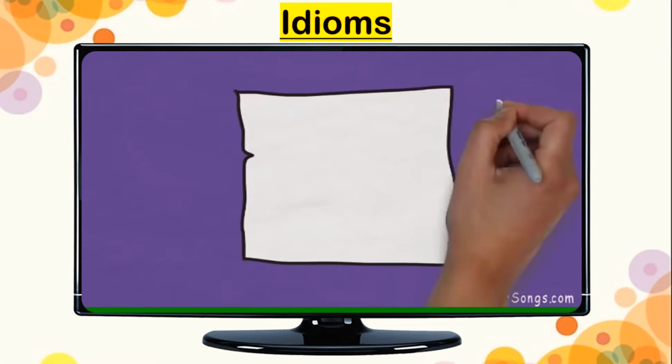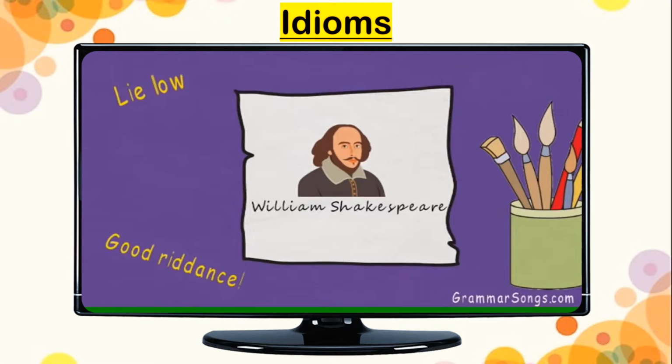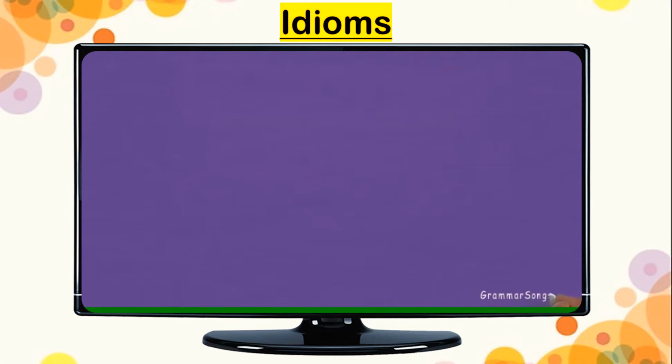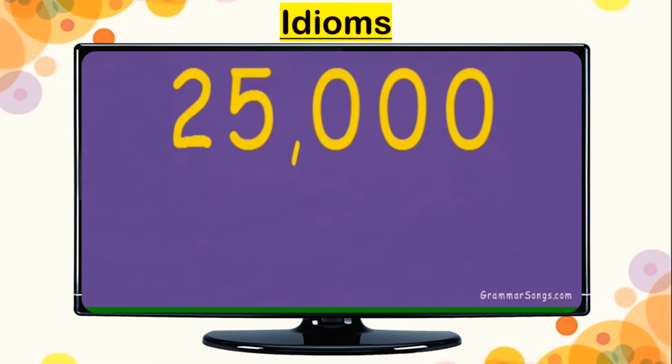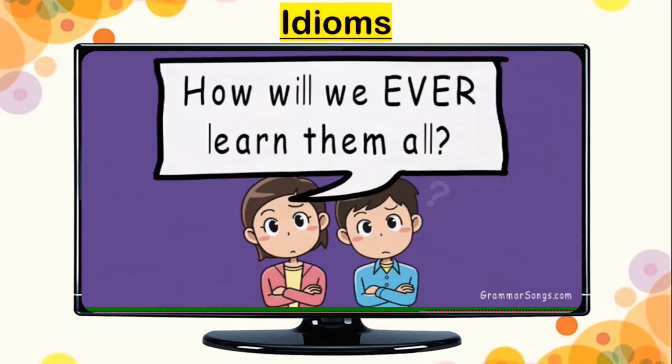Authors use idioms to communicate a special and precise message to the reader. Famous authors like William Shakespeare used and even created many idioms that we still use today. In fact, it is estimated that there are at least 25,000 idioms used in the English language today. Oh no! Yikes! How will we ever learn them all? Relax. I don't think any one person actually knows all of them.